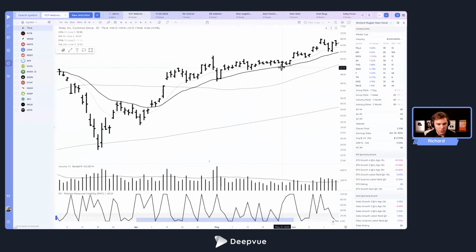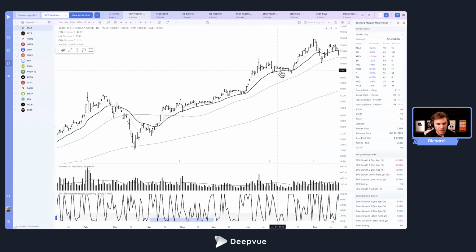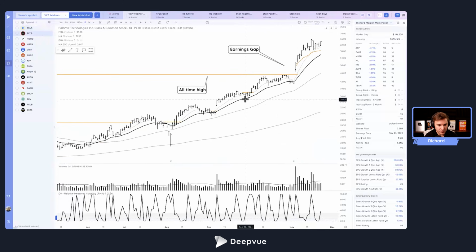So that's a good example. It also showed up, of course, right here. And there are actually many tight areas with RMV that provided great entry points. So I just want to use that as an example.